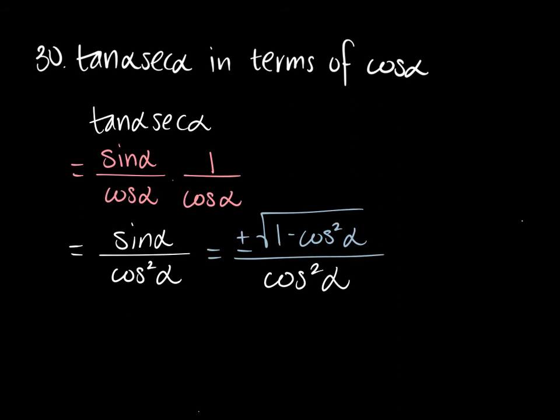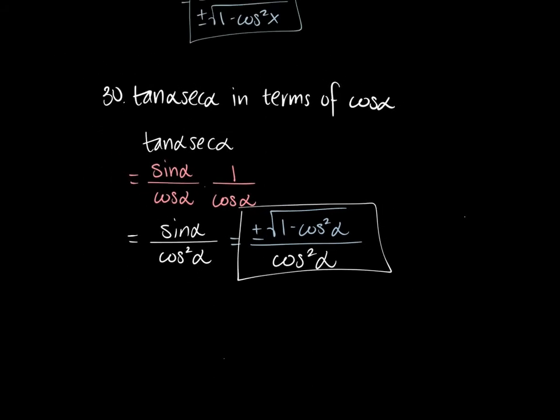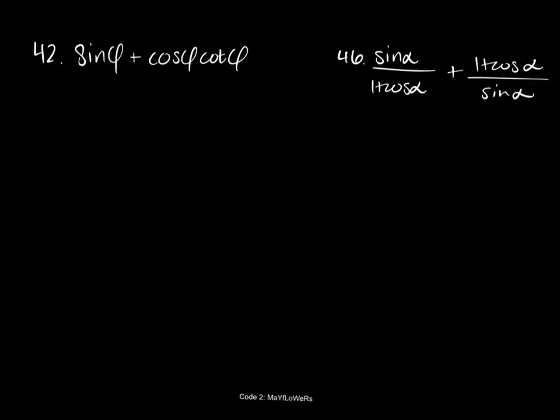And we've rewritten tangent alpha, secant alpha in terms of cosine. So we're done. Lastly, let's look at 42 and 46.